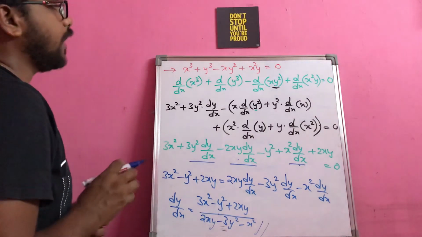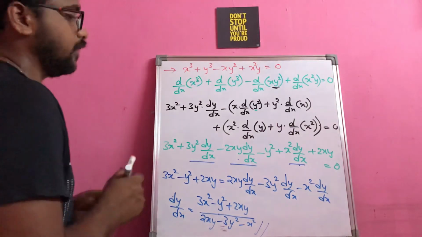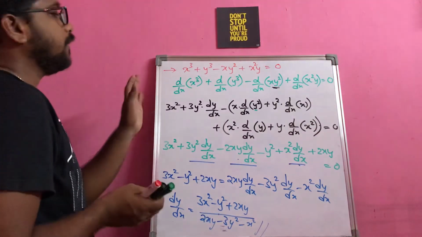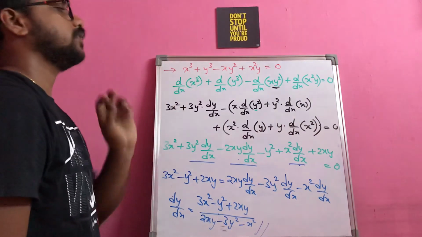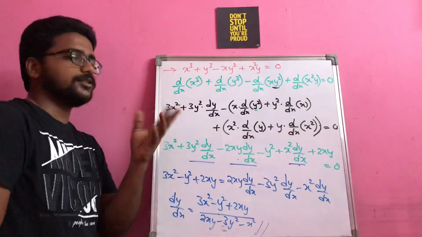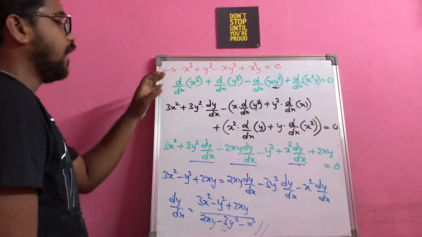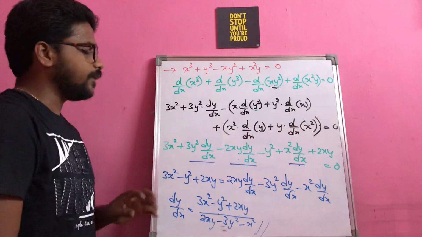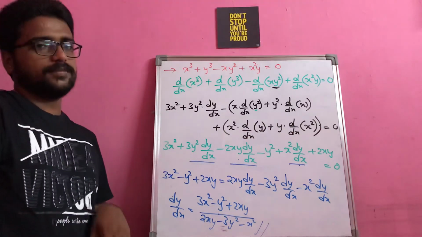So like this you have to simplify the implicit function. The only basic point that you have to remember is just apply the differentiation on both the sides with respect to x or y, depending on the requirement of the question, and then proceed for the further simplification. It will help you to get the answer easily, right?